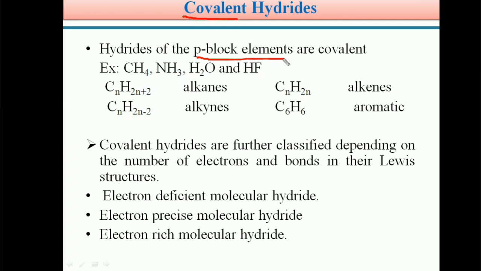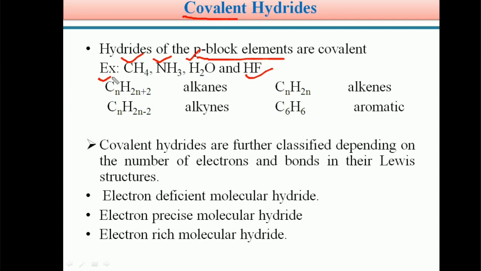If dihydrogen is combined with 1A group metals or heavier elements of the second A group, it forms ionic hydrides. But covalent hydrides are formed when dihydrogen is combined with p block elements. So students, the popular examples of covalent hydrides are methane, CH4, ammonia, NH3, H2O, the water molecule, and HF, hydrogen fluoride. Hydrocarbons are also examples of covalent hydrides.